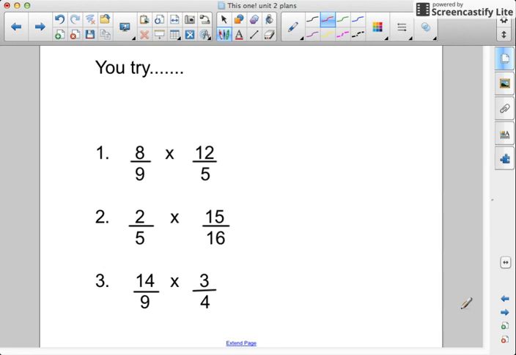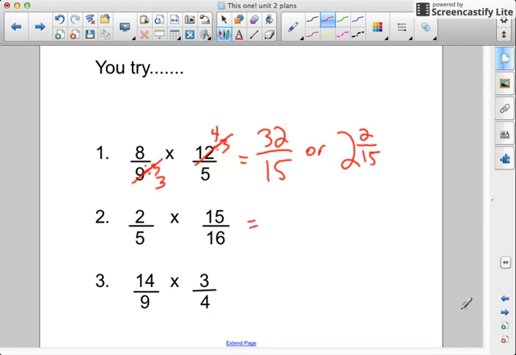Okay, so here are the solutions to these. If we use the canceling method, I'm going to divide this one by 3. So I get 3 here, 4 here. I can't cancel any further on that. So 8 times 4 is 32 over 3 times 5, which is 15, or 2 and 2/15.